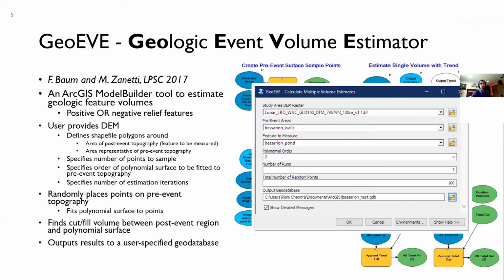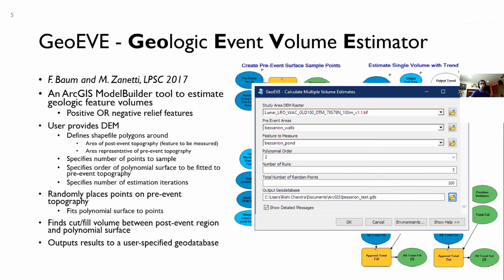Then the user must define some shapefile polygons. You'll define a shapefile polygon around the feature whose volume you're trying to measure, and then another polygon around an area representative of pre-event topography. You'll specify a number of points that will be randomly sampled off the DEM in the pre-event topography polygon that you specified. And then you specify the order of the polynomial surface that will be fitted to that pre-event topography. So order 1 would be a plane, order 2 would be a paraboloid, and so on.